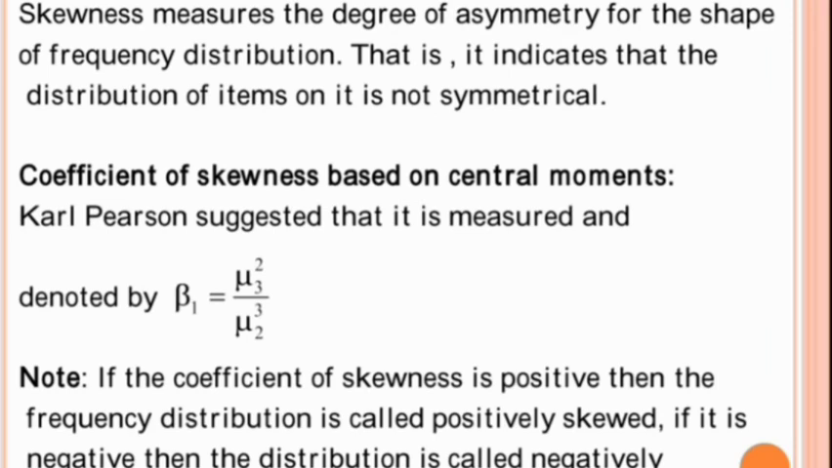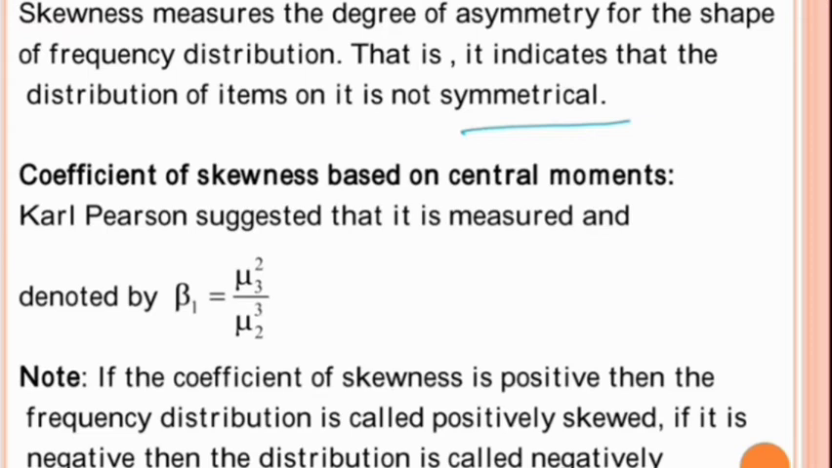Now let us see what skewness is. Our next topic is skewness. We will see all the examples together, because for skewness we will need to find mu 1 and mu 2 also. Skewness measures the degree of asymmetry of the shape of a frequency distribution. That is, it indicates that the distribution of items is not symmetrical.